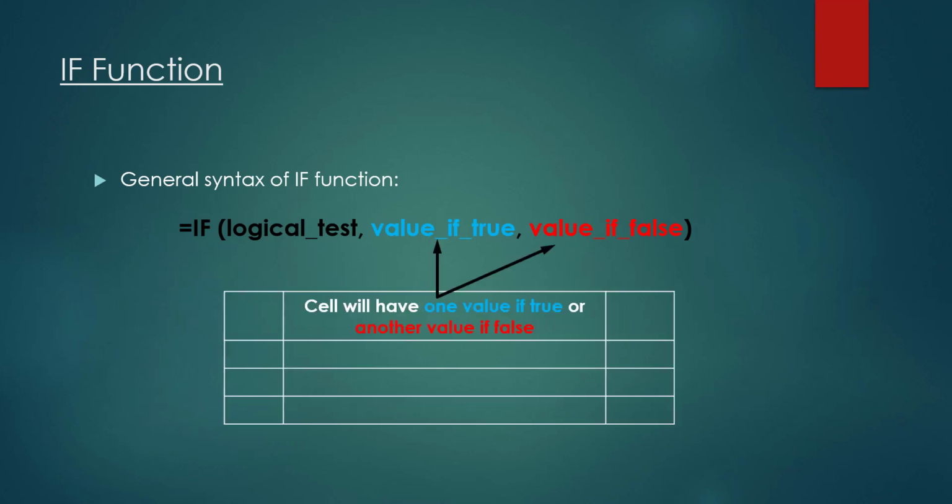As you can see here, we have the cell in Excel, and when we write the IF function, it will have one of these two values. It will either display the second argument, which is value if true, if the logical test returns a true value, or it will display the third argument if the logical test returns a false value.